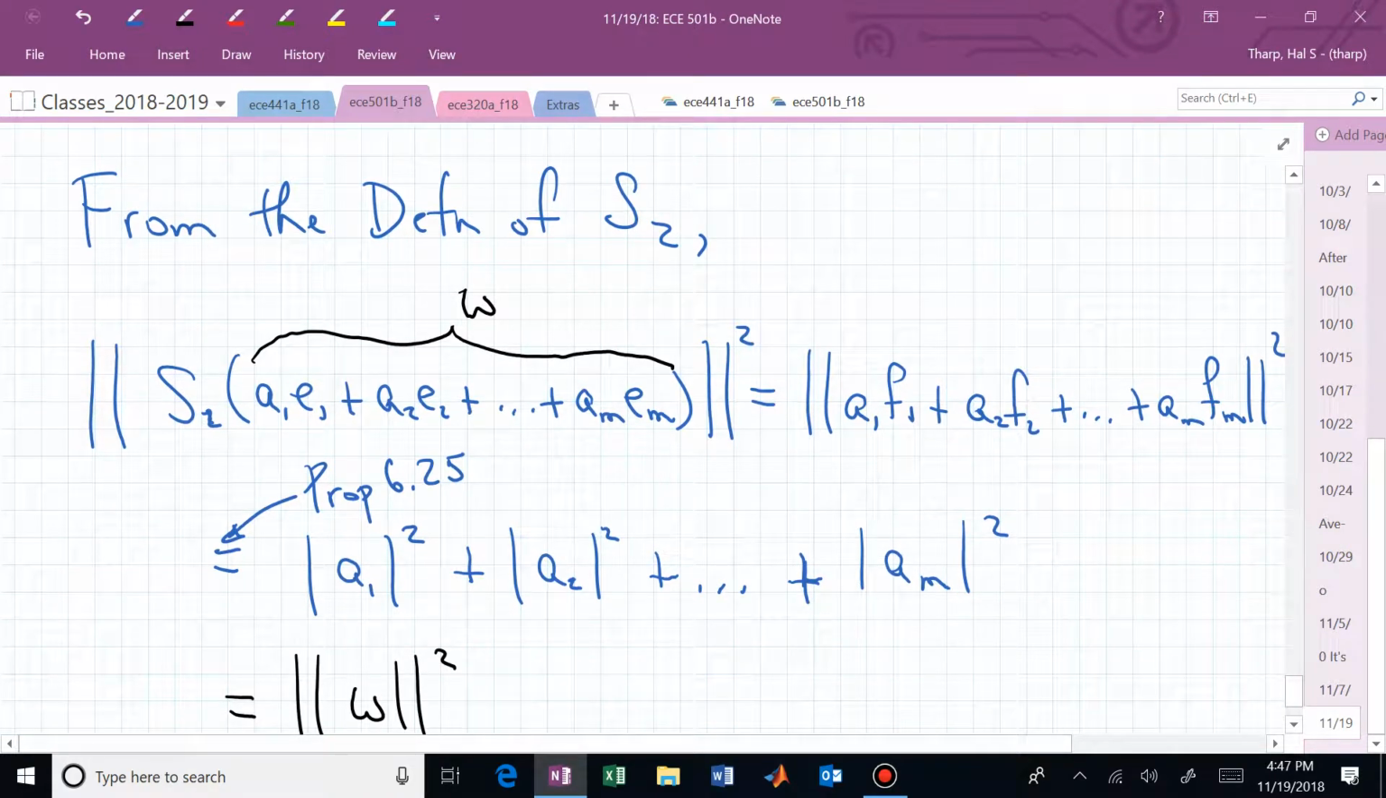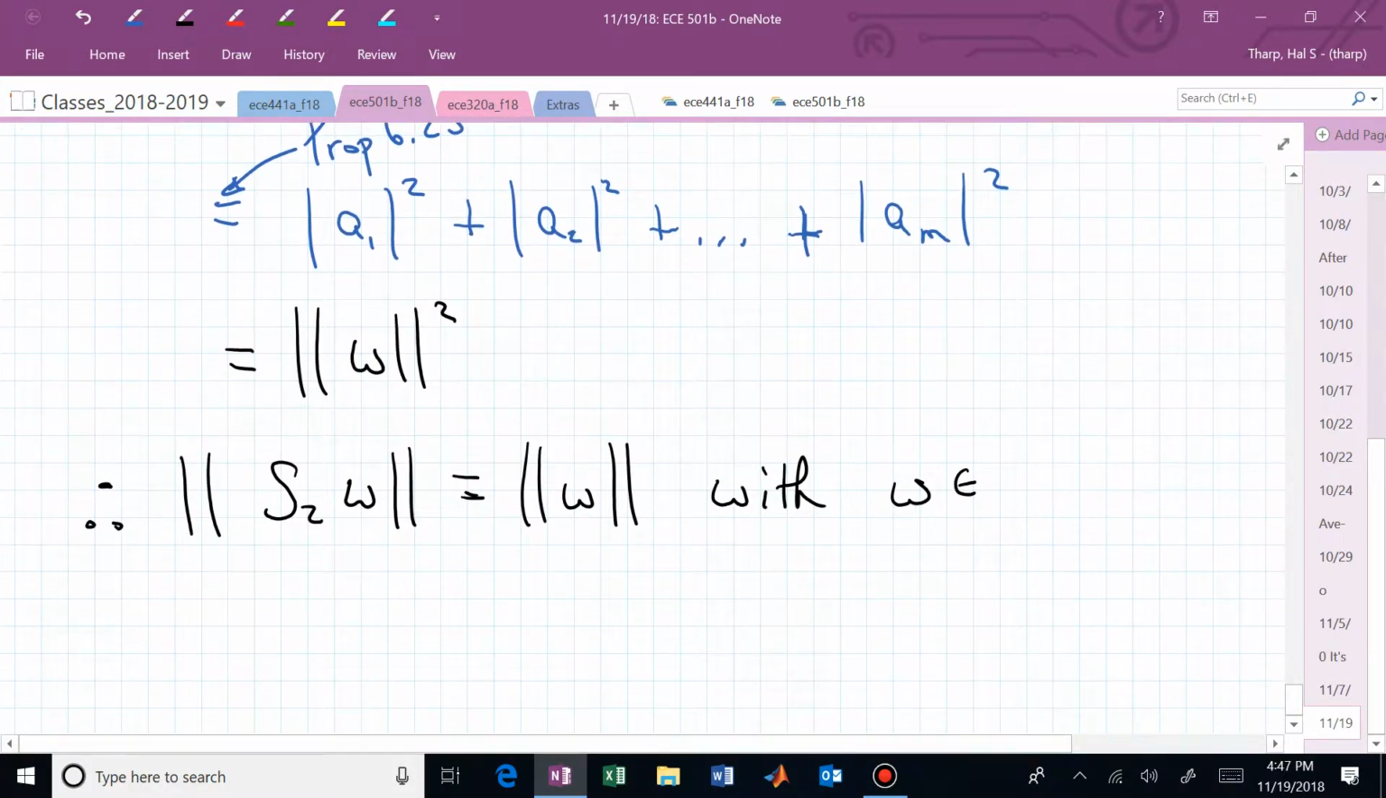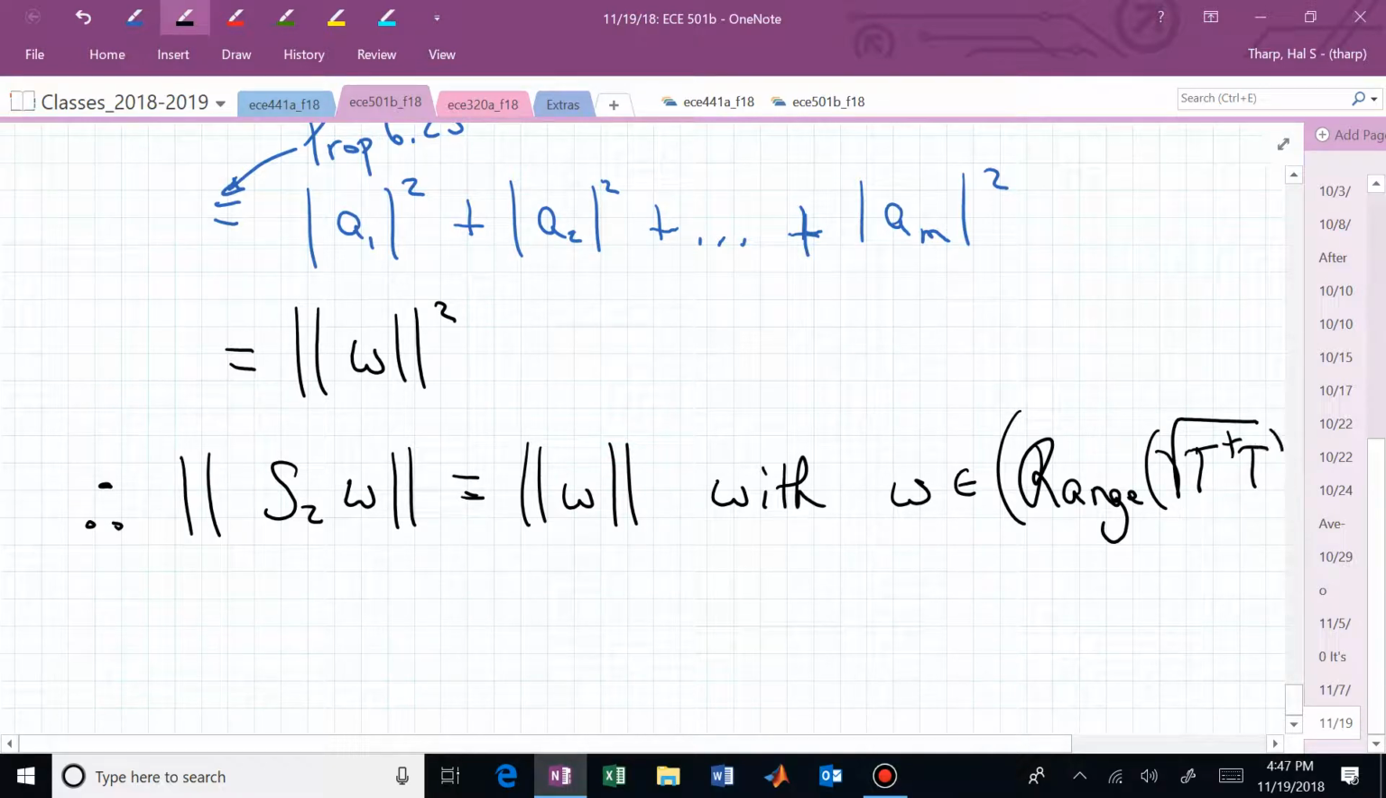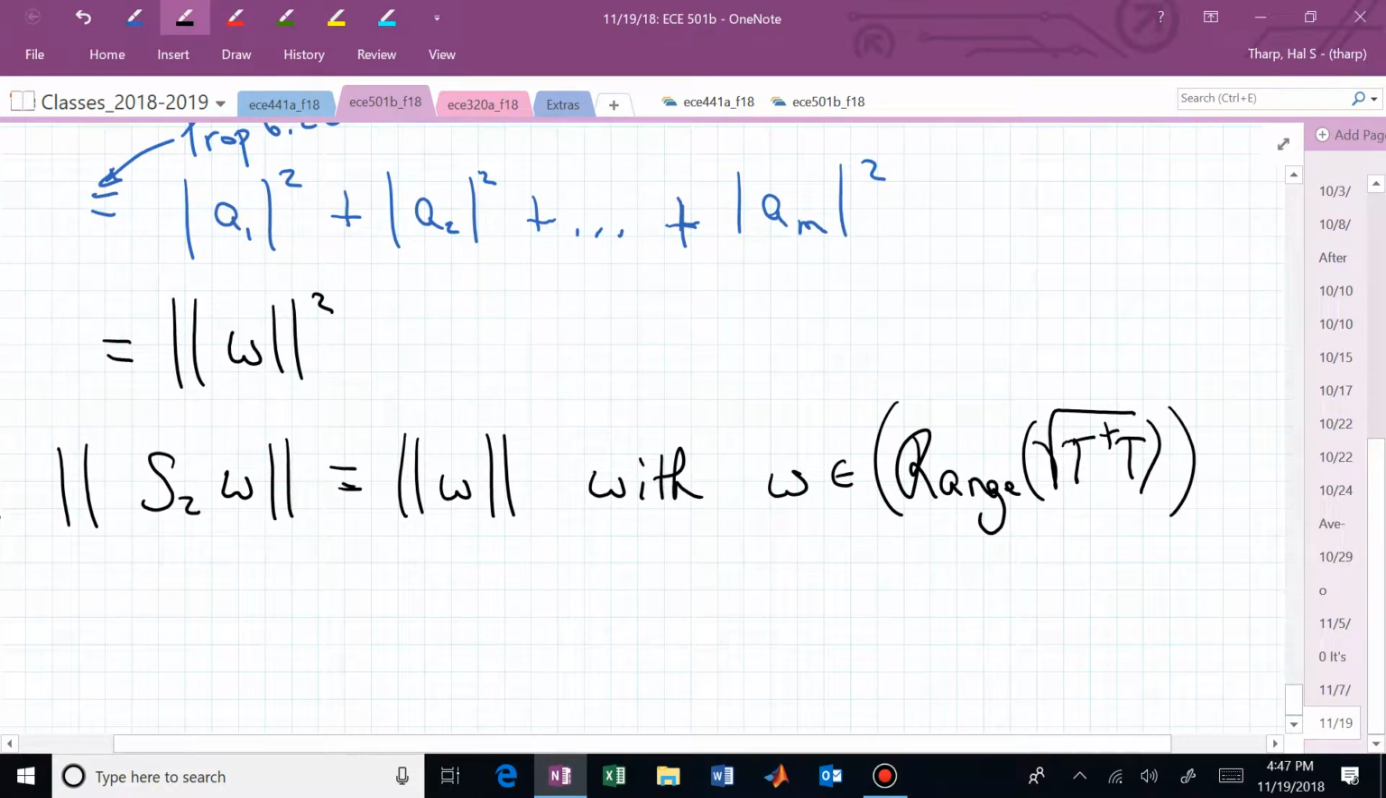That was on this orthogonal complement of the range of the positive square root of T dagger T. That's where these e's were our basis vectors. So W belonged to, or came from, the orthogonal complement of the range of the positive square root of T dagger T.